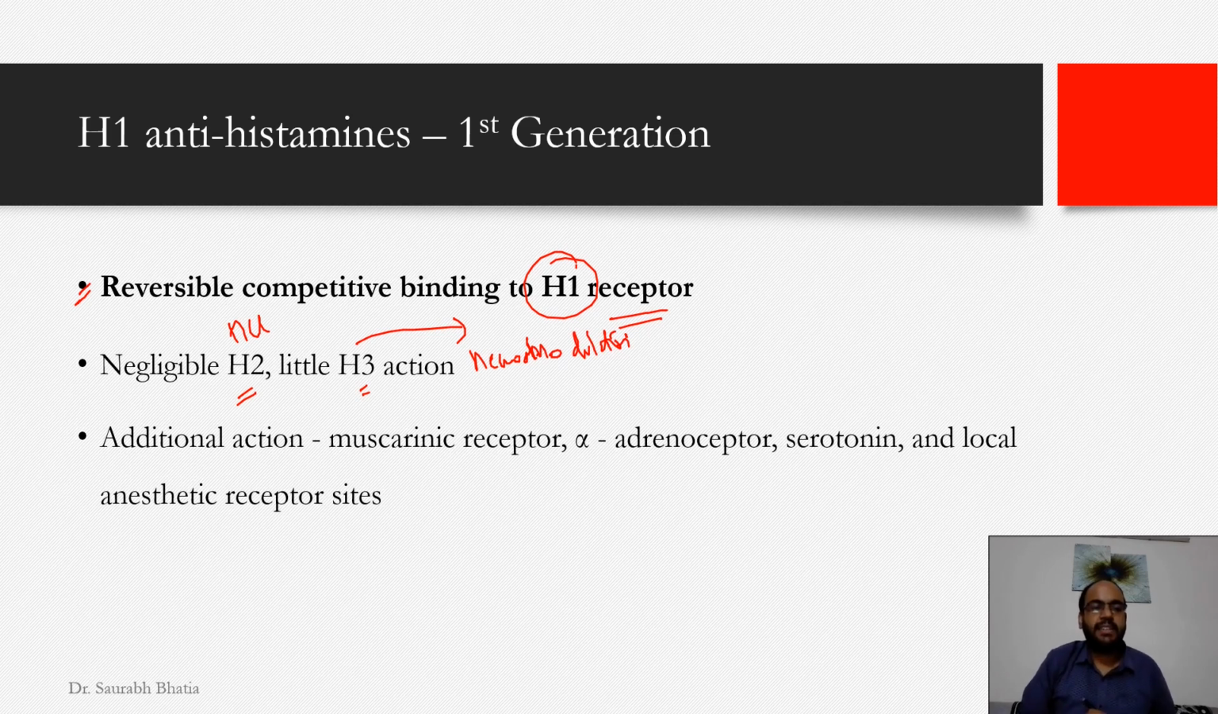Additional actions of H1 antihistamine are action on the muscarinic receptors, alpha adrenoreceptors, serotonin, and local anesthetic receptor site. Remember that nearly all antihistamine has local anesthesia as an effect, but they are not used as local anesthesia because of local toxicity or local necrosis. So they are not used that commonly. Just remember that all antihistamine has a certain amount of anesthetic effect, but they are not as good as other anesthetic agents that we have. So we don't use antihistamine as anesthetic agents.